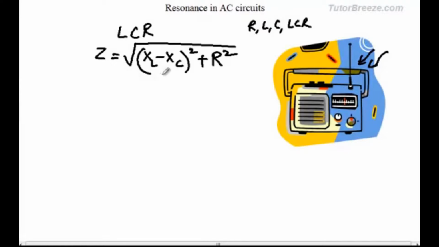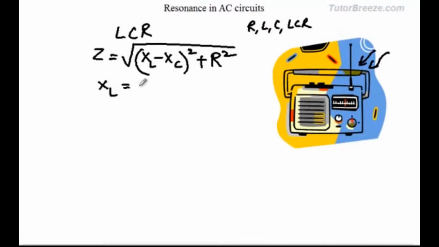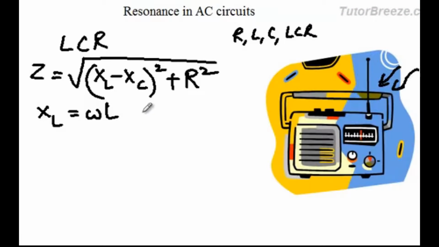Now coming back to this, the inductive reactance XL is given by omega times L, and the capacitive reactance XC is 1 over omega C. Now you can see that since both of them depend on the frequency omega, so the total impedance Z will also change with the frequency.